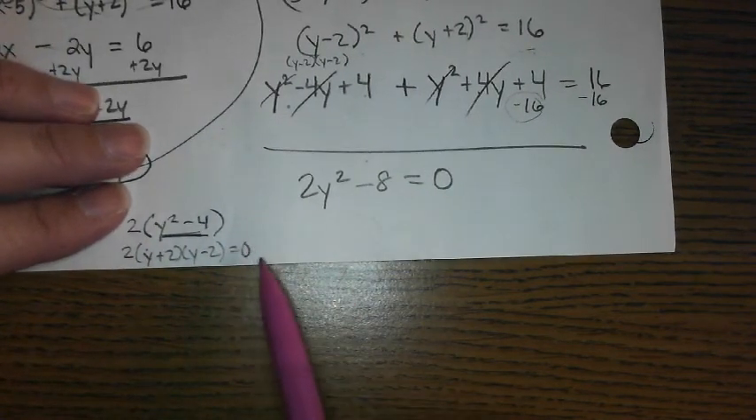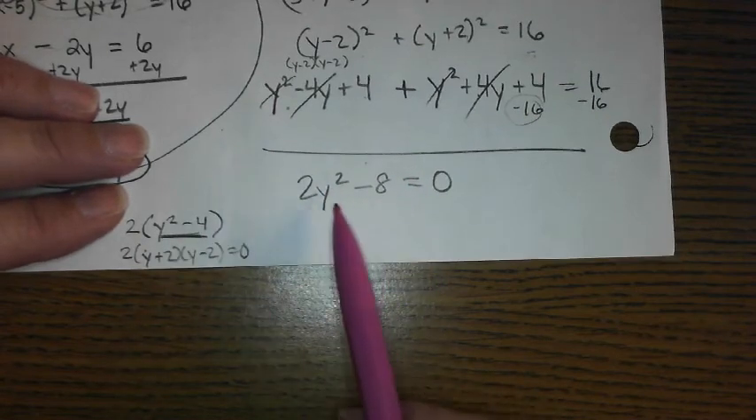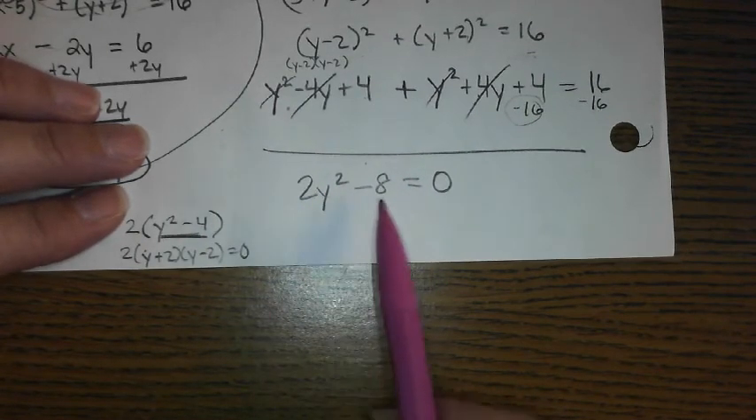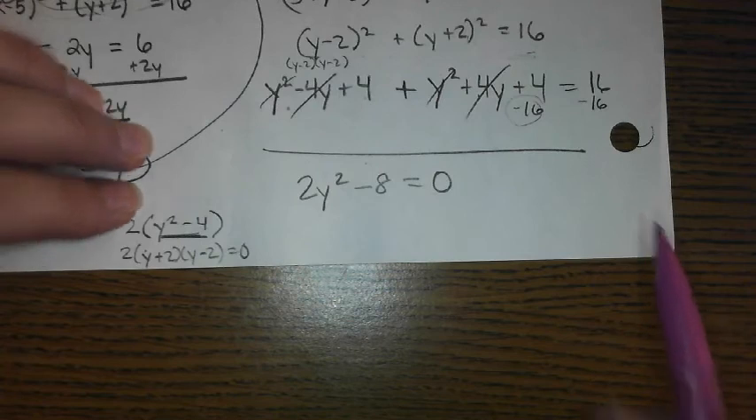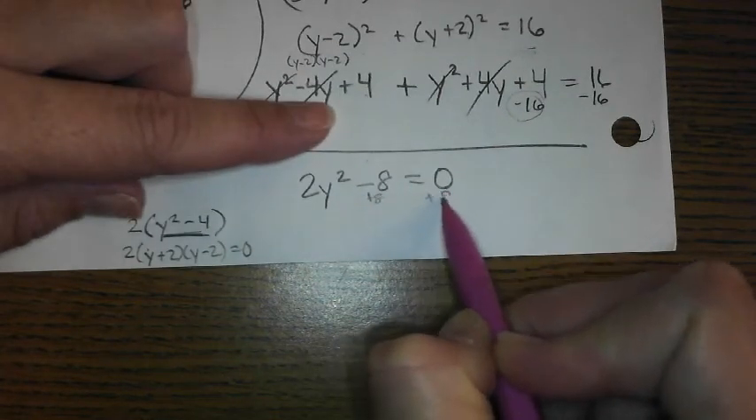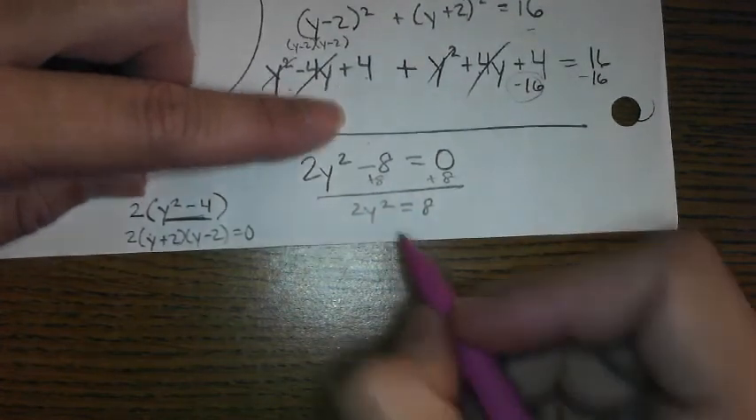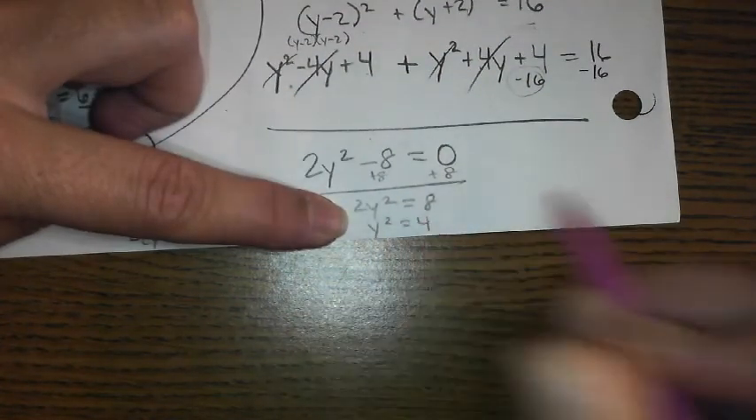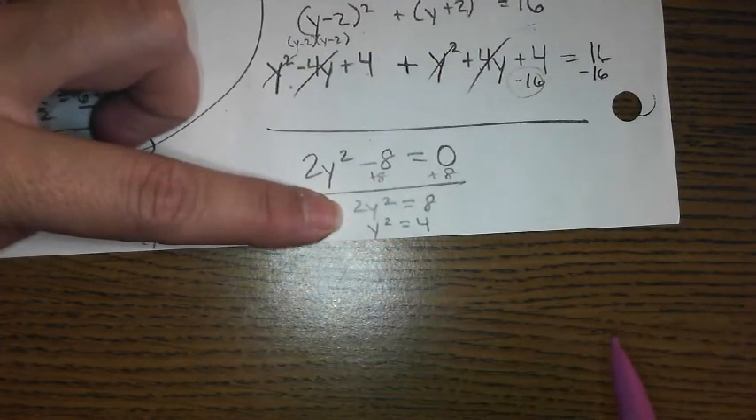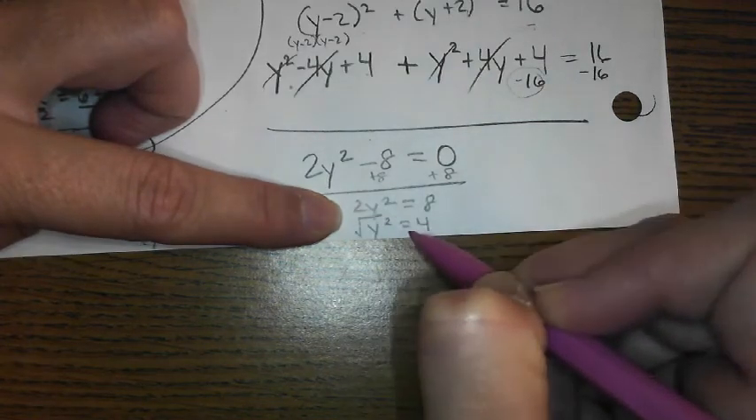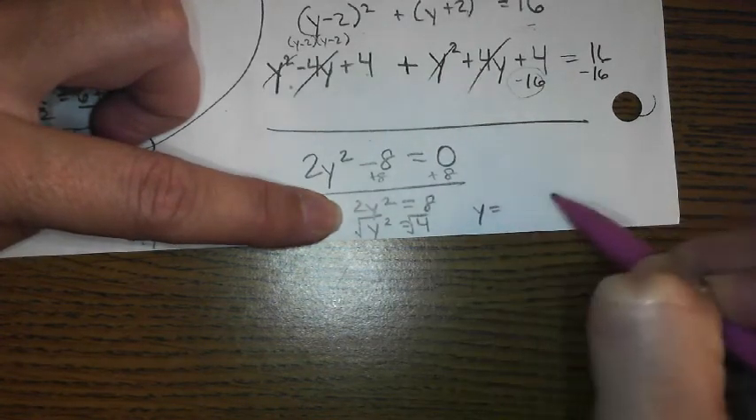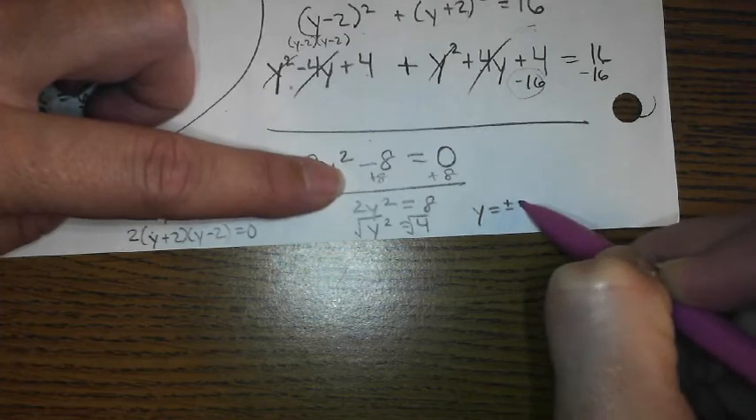But I don't have to do either one of those because I don't have that y term, I can just get y all by itself, right? Add 8 to both sides. Divide by 2, so y squared equals 4. And then what do I do to both sides? And anytime I take the square root of both sides, I have to remember the plus or minus 2.